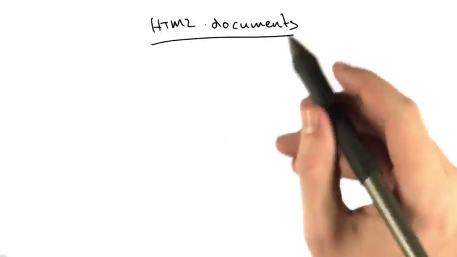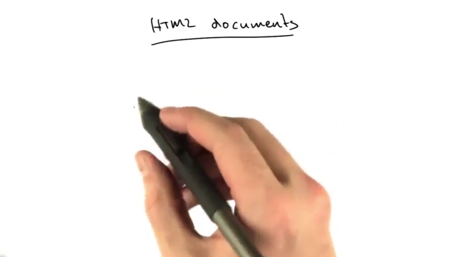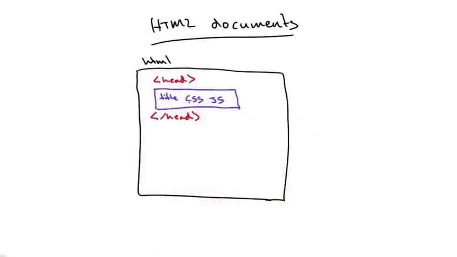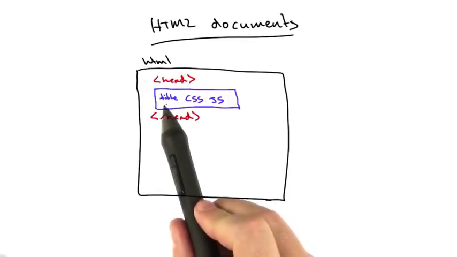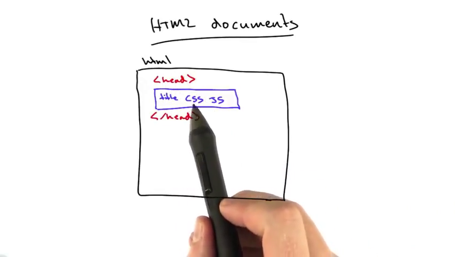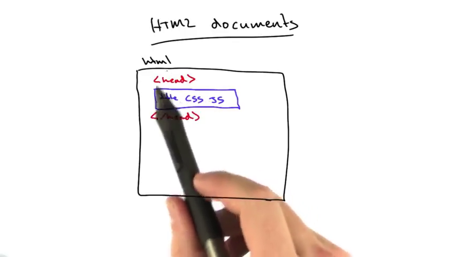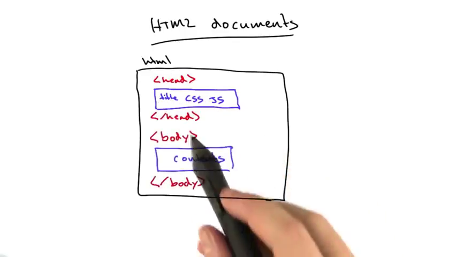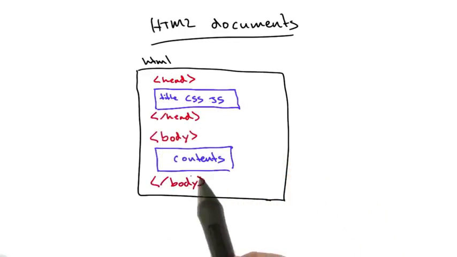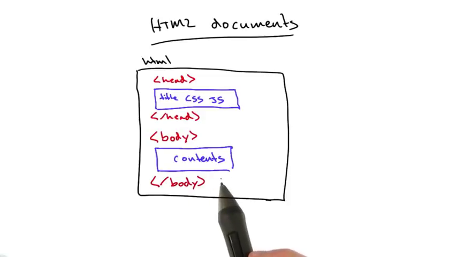Okay, let's take another view of HTML documents. They have a structure that can be visualized like this. An HTML document, this whole thing, has a head section, and that's where we have our title, references to any CSS files, any JavaScript files, and that sort of stuff. And then we have the body section, and this is where the actual contents of the document, the stuff that you see on the screen, comes from.